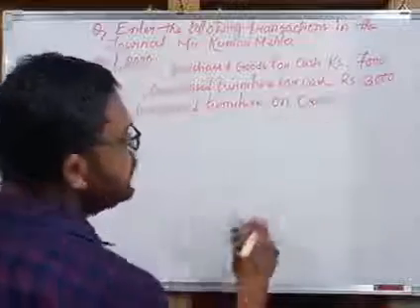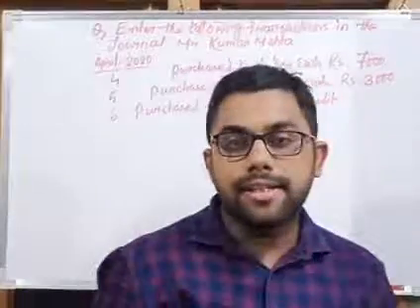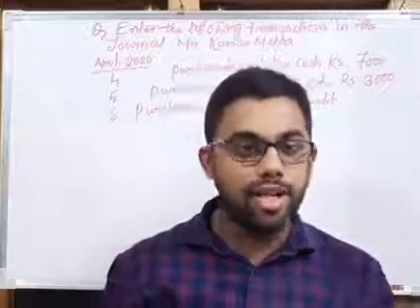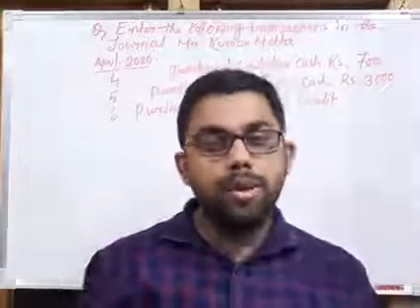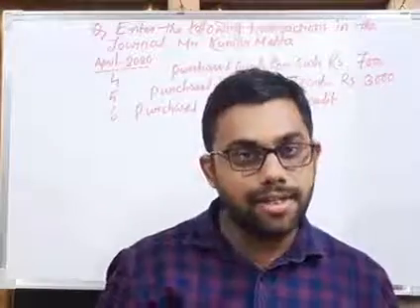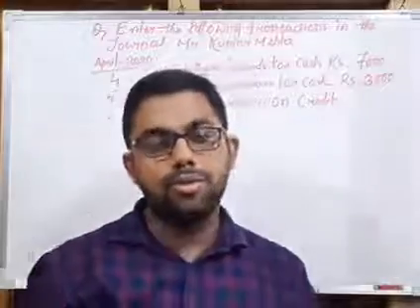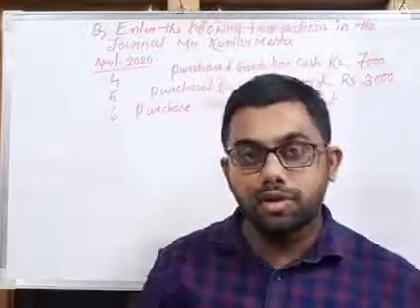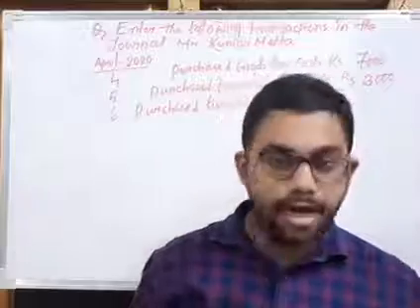On credit means any transaction can be done in two ways. One is cash and another is credit. Cash means whenever we pay all the money of the transaction immediately. That means when we purchase something in cash, this is called a cash transaction, and when we purchase something on credit, this is called a credit transaction.